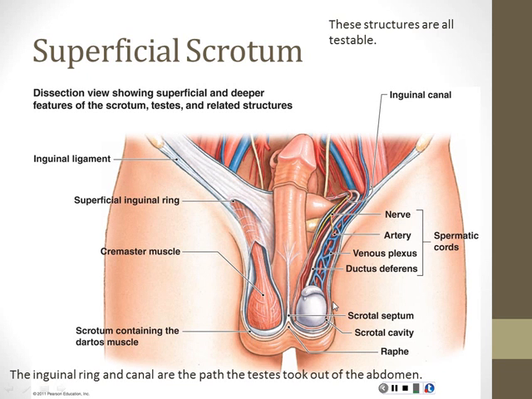Sperm production occurs best at slightly lower than body temperature. So the reason that the scrotum evolved in the first place was to get the testes outside of the heat of the body, so to speak, because of that temperature differential.